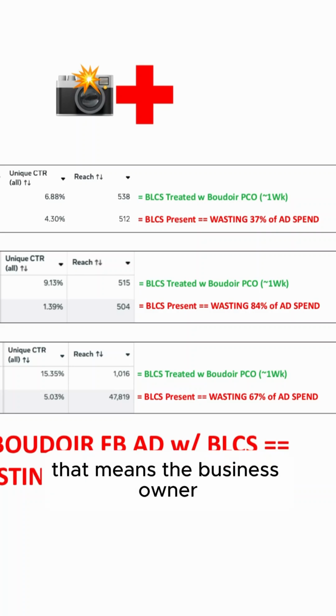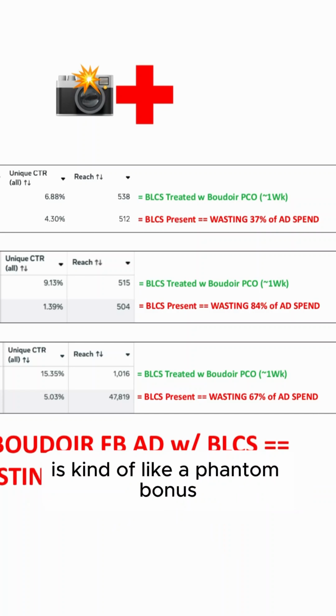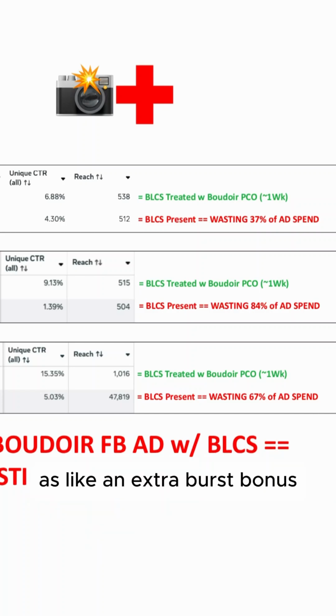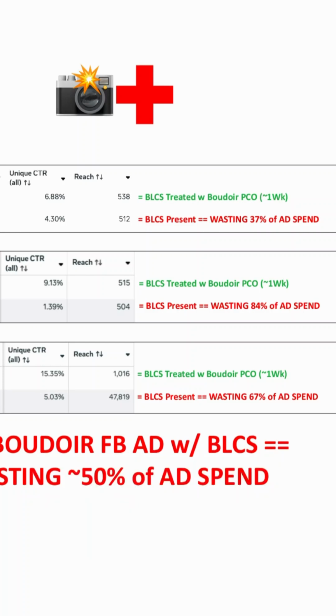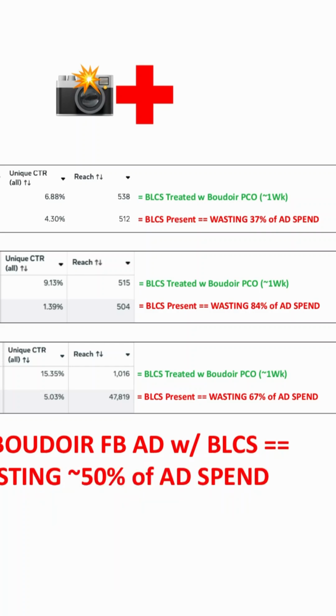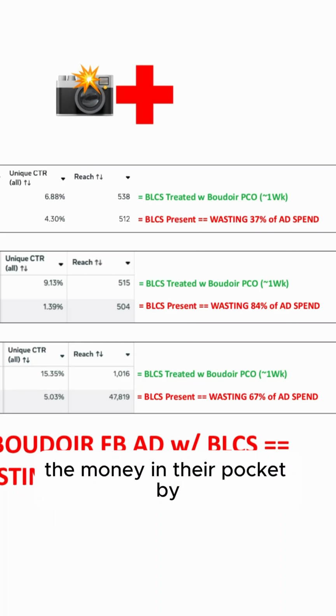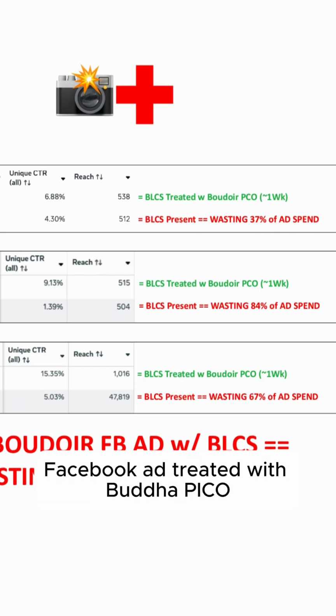And that means the business owner, the boudoir photographer, can pocket that $8,400 a month that they no longer have to spend as kind of like a phantom bonus, like an extra burst bonus. They can actually increase the money in their pocket by like 100 grand over the next year, literally by just having their Boudoir Facebook ad treated with Boudoir Pico.